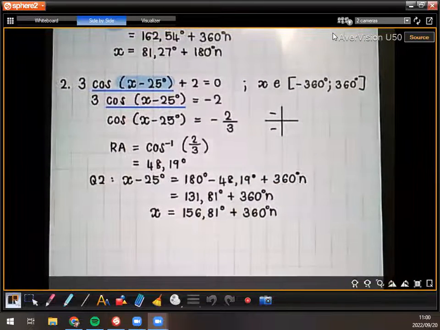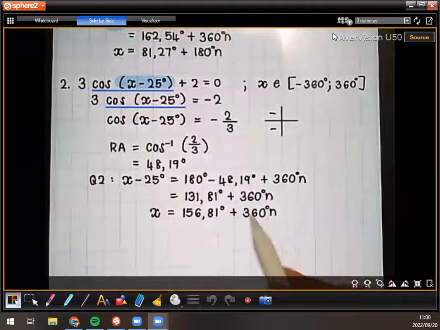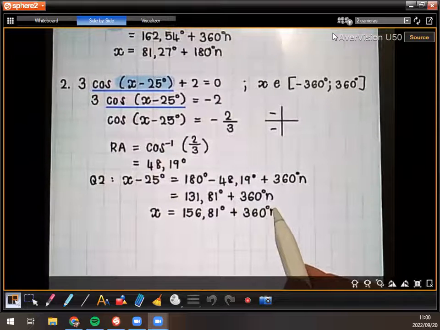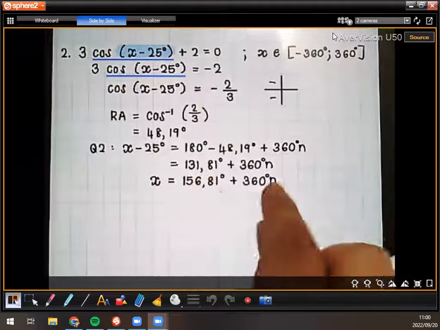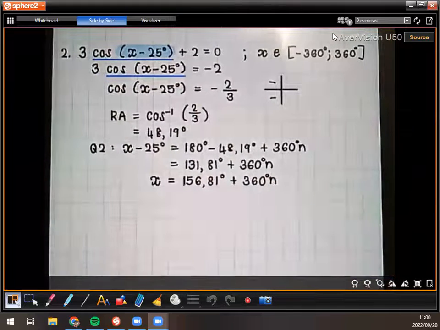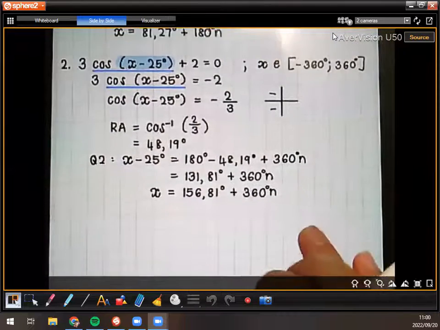No, they're not like terms, right? This is just a number. That is actually a variable because it has an n attached. Okay, so we're just going to add the 25 to the numerical part. The period of this graph is still 360. Okay, the period didn't change.